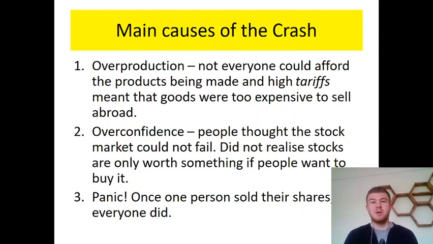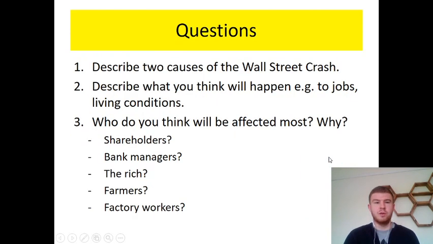Once, as we looked at with Peaches, once one person sold their shares, everybody did. Everybody thought, right, I don't want to be left holding something that's worthless, so I'm going to sell it, even if actually the company was doing fine. Even though the company we looked at with Peaches was rotten, there were lots of other really well-run companies that would have been doing really well, but because people were losing confidence in the whole stock market, people were panicking and selling all of their shares. So they're the 3 main causes of the crash.